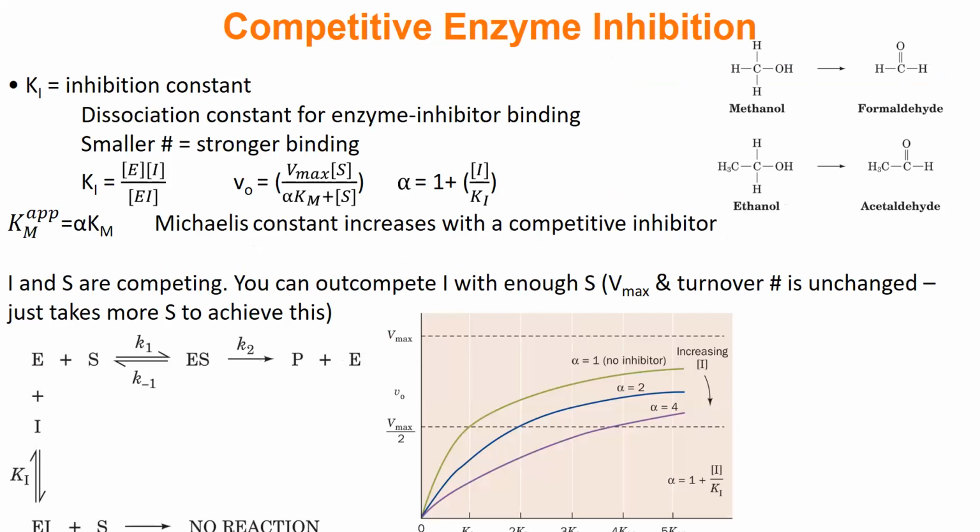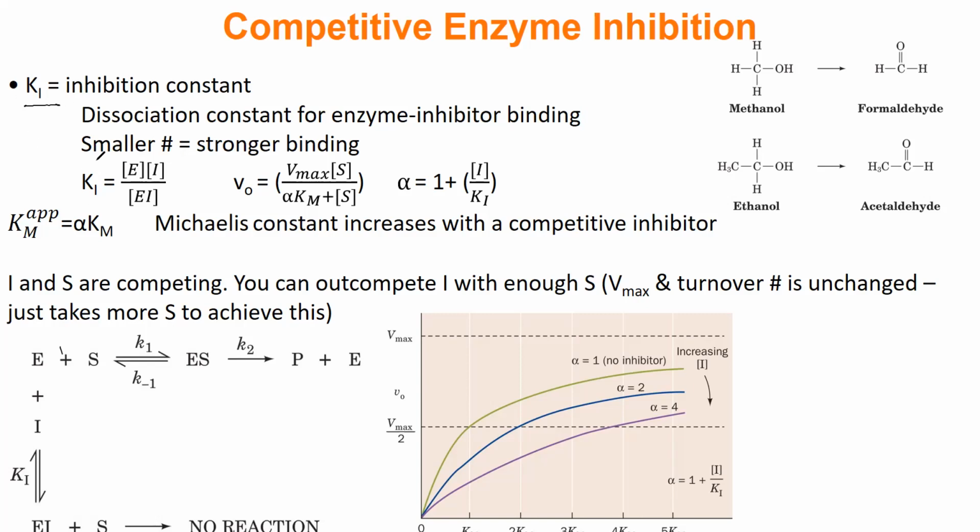So let's look at the math of competitive enzyme inhibition. And a new mathematical variable we're going to bring into our discussion from last week is Ki. Ki is called the inhibition constant. And it's just a number that tells us how good a molecule is at being an inhibitor, where the smaller number equals a stronger binding.